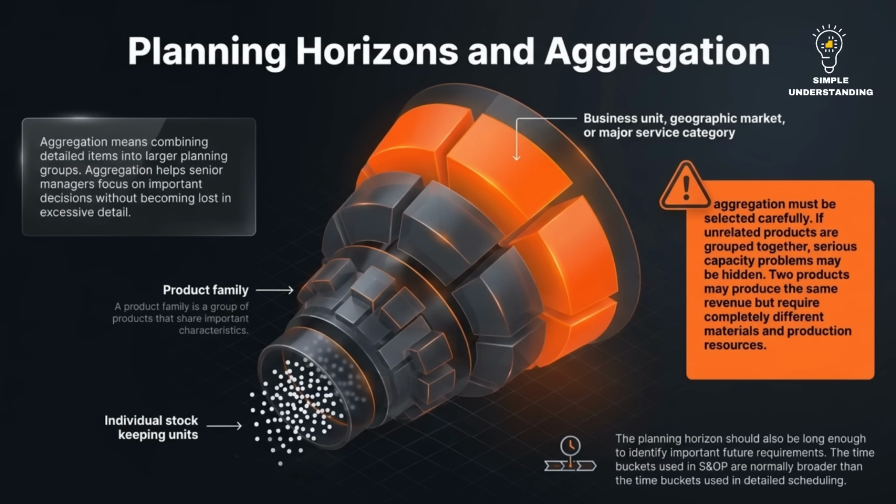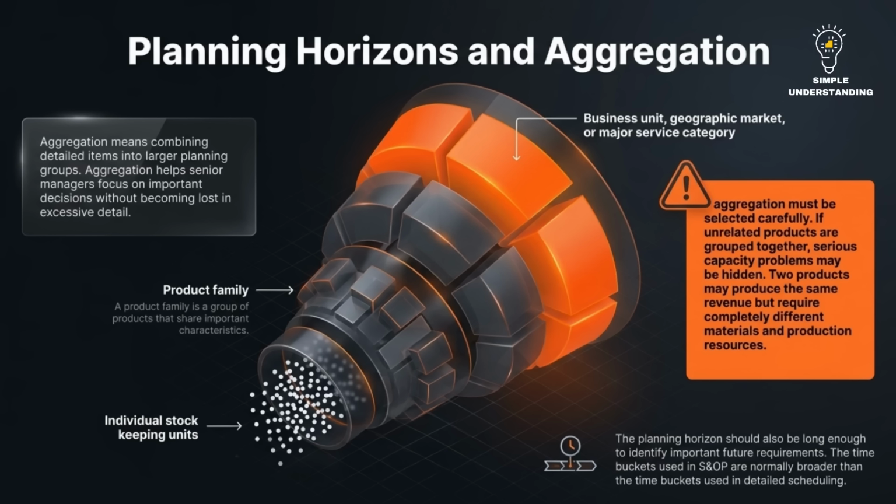Aggregation helps senior managers focus on important decisions without becoming lost in excessive detail. For example, a company may sell hundreds of shampoo sizes, formulas, and package designs. The S&OP process may initially evaluate the total hair care family. More detailed systems can later divide the family plan into individual products.